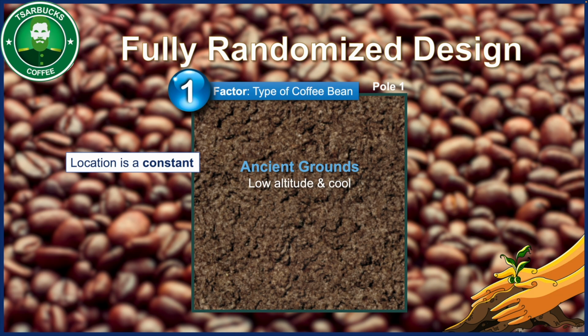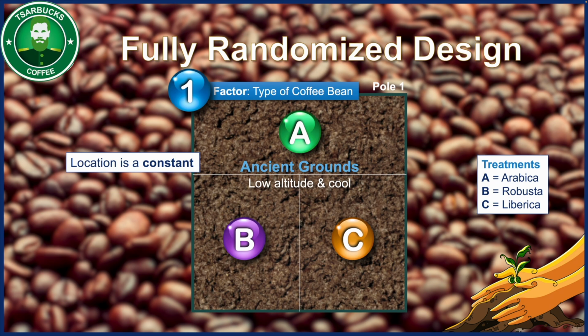We're going to plant 3 types of coffee beans in a similar place on the grounds here at Ancient Grounds where we're growing these coffee beans. It's low altitude and cool. And you can see from the color of the soil that it should be the same for all of these beans. We have 3 types of coffee beans: Arabica, Robusta, and Liberica. Do any of these beans grow differently based upon their location?